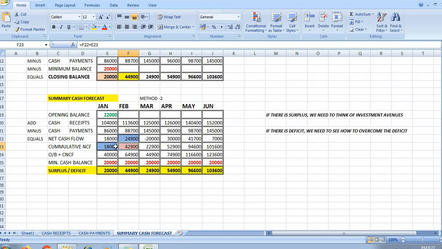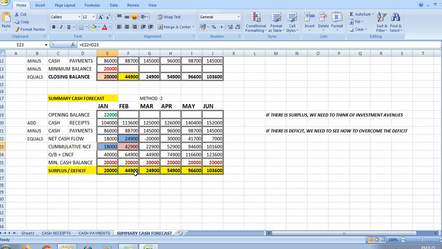In January, I did not have anything in December to add. So my net cash flow and cumulative net cash flow remain the same. With this cumulative figure, I add the opening balance and I deduct the minimum cash balance. Then I have a closing balance which either is a surplus or a deficit. Can you see it is slightly different from the first method?